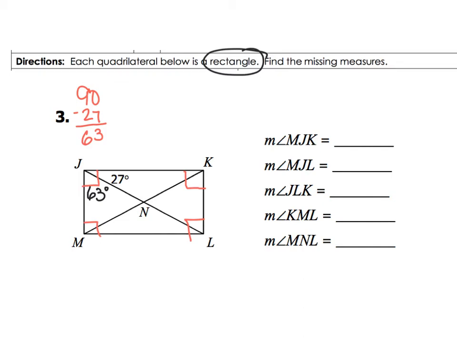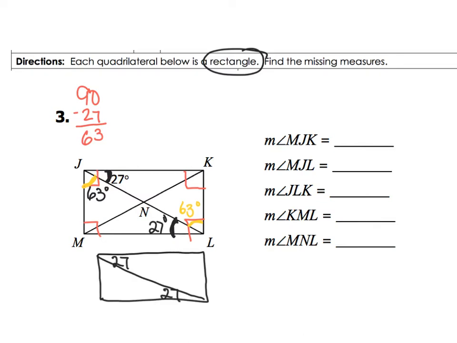We also know that alternate interior angles are congruent. So this angle over here is the same as this angle over here, and this angle over here. So we're going to go ahead and write 27 degrees. This little part over here is 63, and therefore this part over here is also 63 degrees. I am going to redraw the figure so you can clearly see the alternate interior angles. 27, 27, and 63, 63.